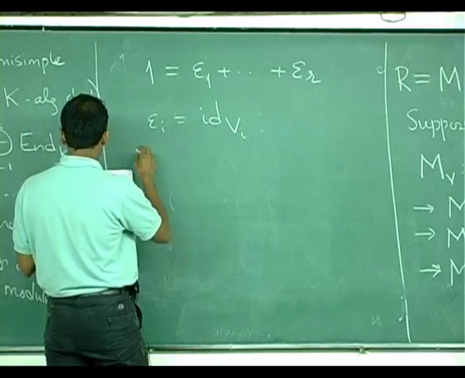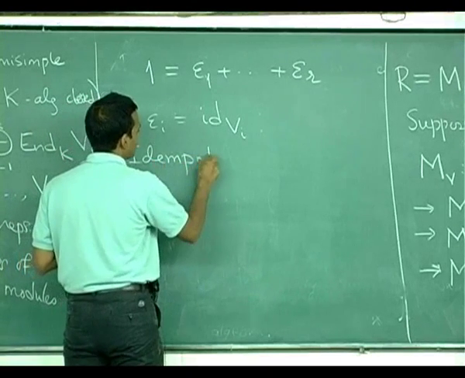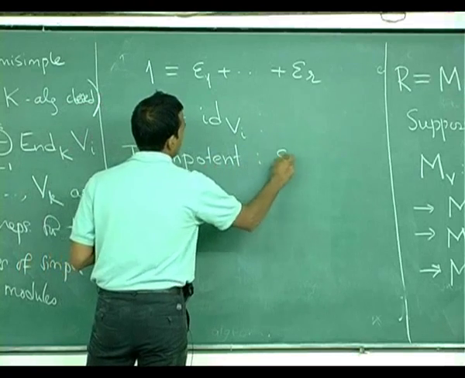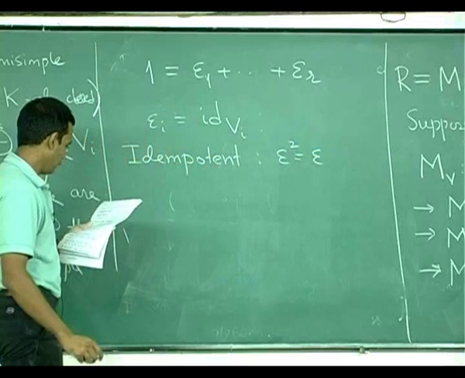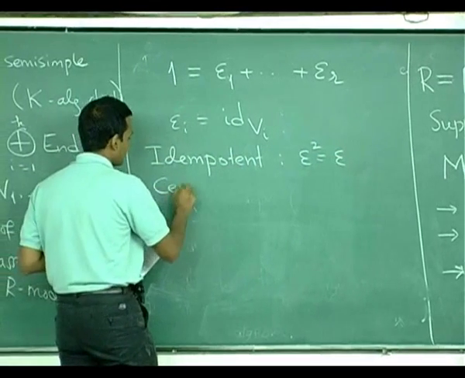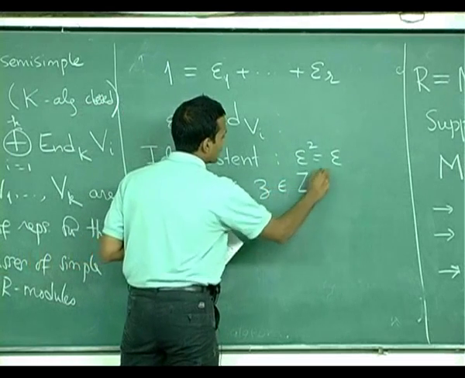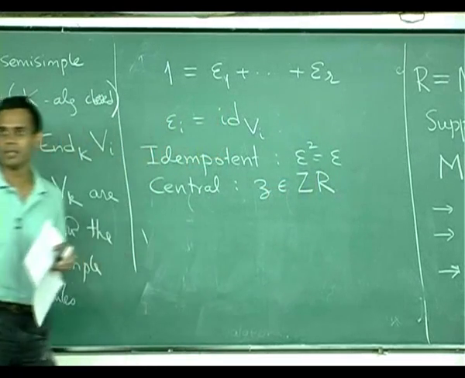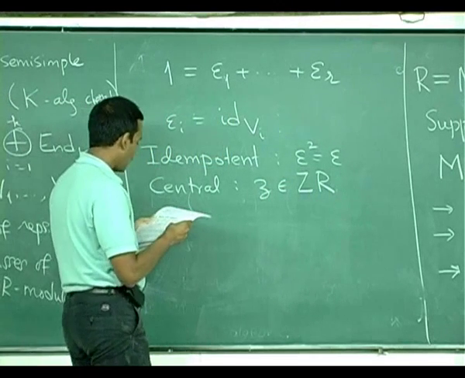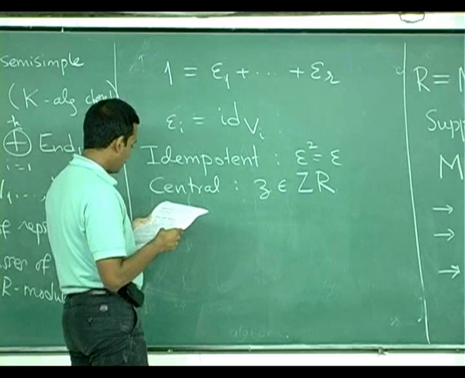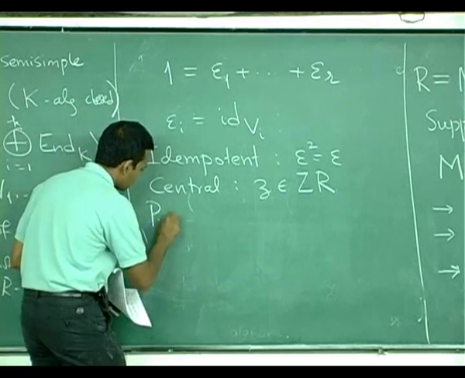Okay, now for some jargon. An idempotent element in an algebra just means it is equal to its square. Okay, central means it lives in the center. That means it commutes with every element in the algebra. Okay, now you can look at primitive central idempotents.